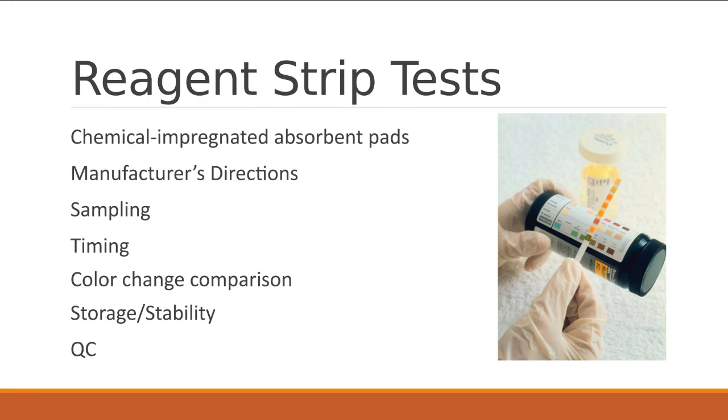Because if you have excess urine on the pads, then it can leak into the different little absorbent pad, and then that color will kind of mix up, and then you'll get an inaccurate result. So you don't want excess urine on the chemical strip. So make sure you are using your technique correctly.